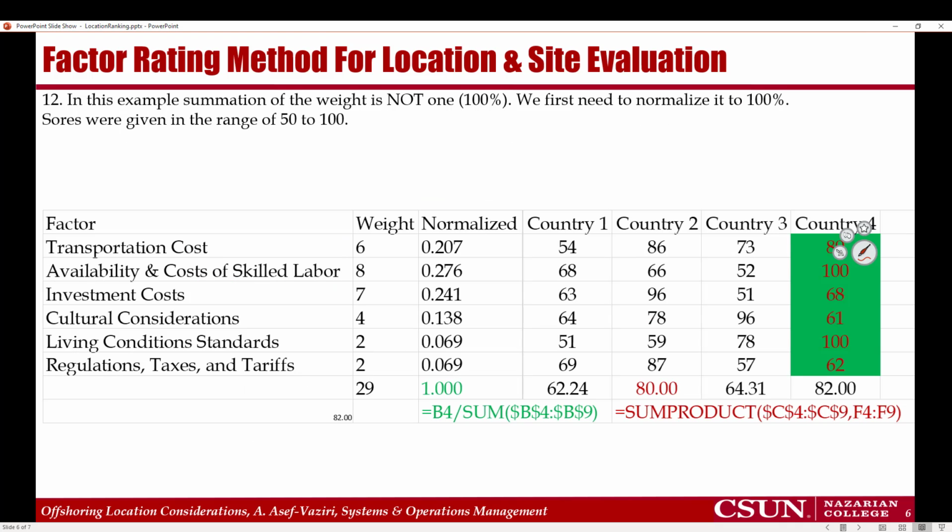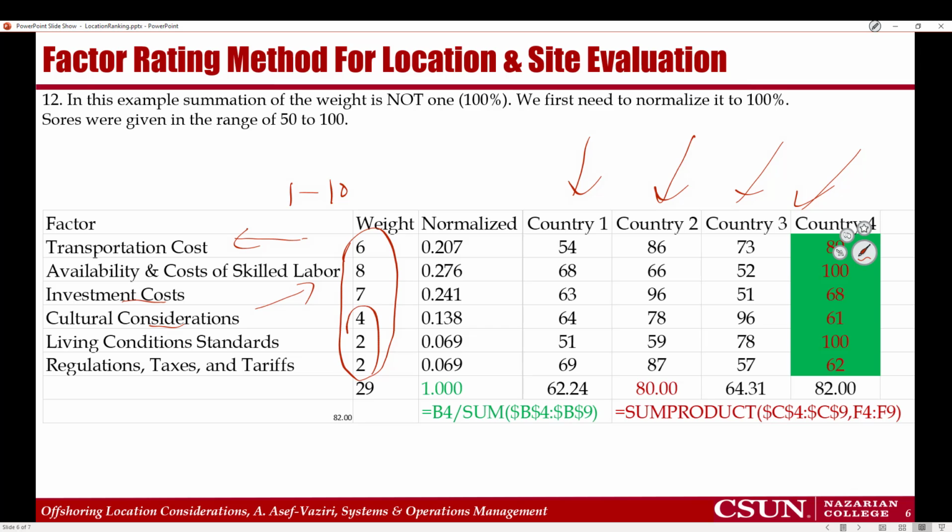Now let's look at this example. Here we also have a couple of countries, 1, 2, 3, and 4, and we have assigned some weights. But we have not been careful to make it equal to 1. For example, we have sat down and given something between 1 and 10 to each of these factors: transportation cost, availability and cost of skilled labor, investment cost, cultural consideration, and so on and so forth. So we have considered 6 factors.